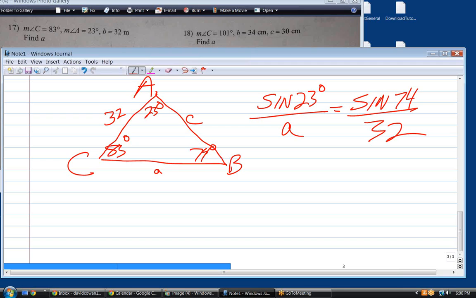Whenever they give you two angles, always know that that's an easy problem because you can always immediately get the third angle. And then you automatically have a law of sines application that's non-ambiguous.